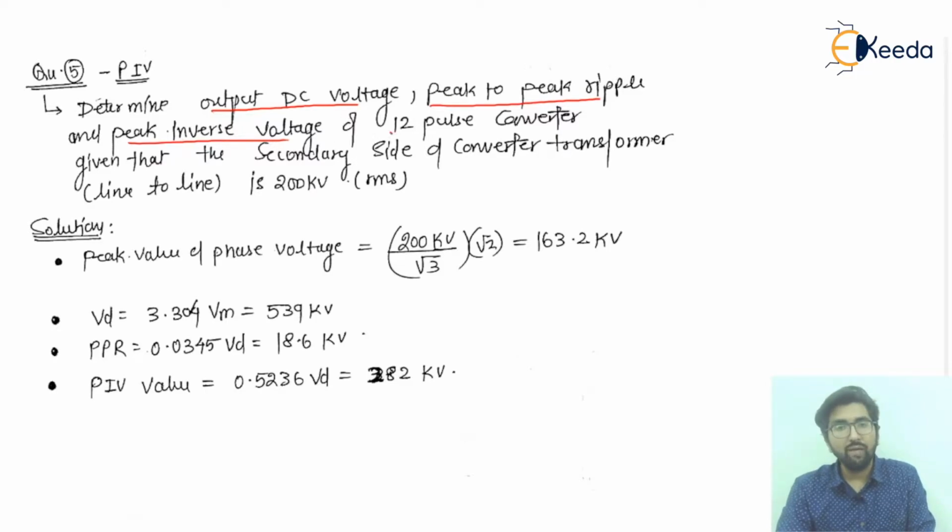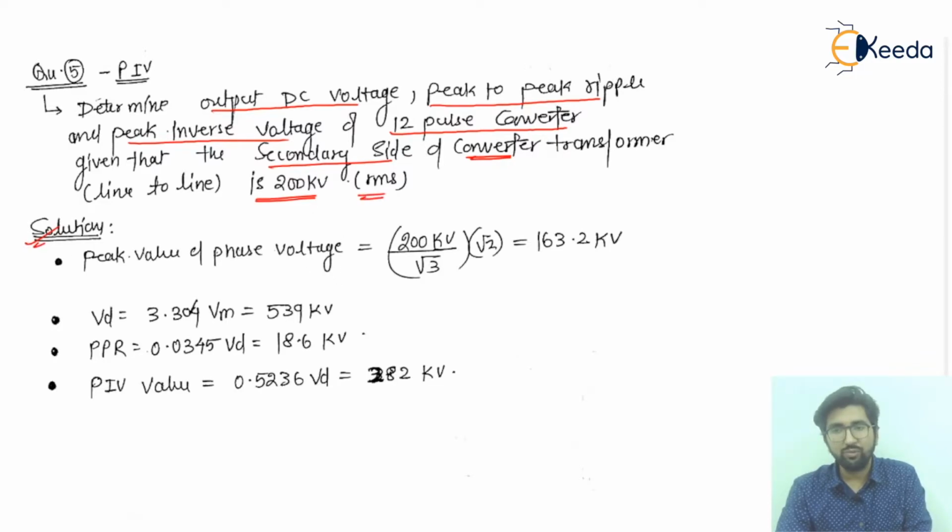I have already told you about the 12 pulse converter, and we have discussed so many formulas, and these formulas are going to be used here. They are interrelated. Firstly, we have found VD and VM in terms of VD, then peak inverse voltage in terms of VM, and then we have found the PPR in terms of VD. So we are going to use them. It is given that on the secondary side of the converter transformer, the voltage is 200 kilovolt, and that is the RMS value.